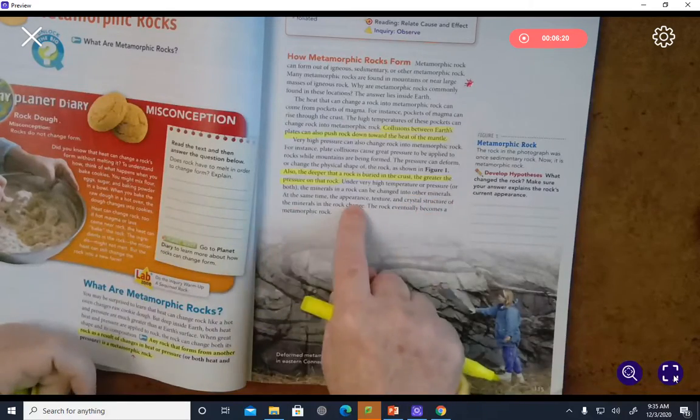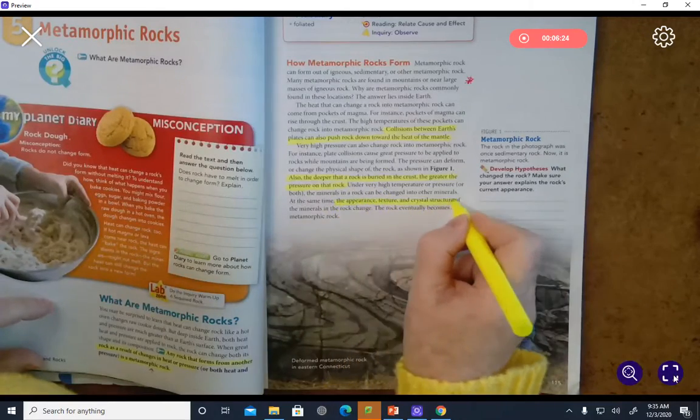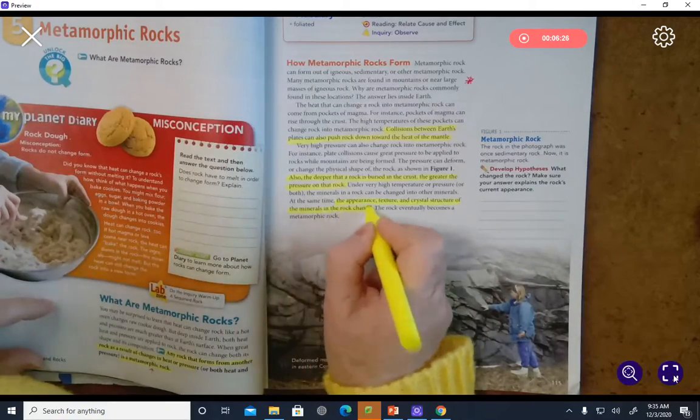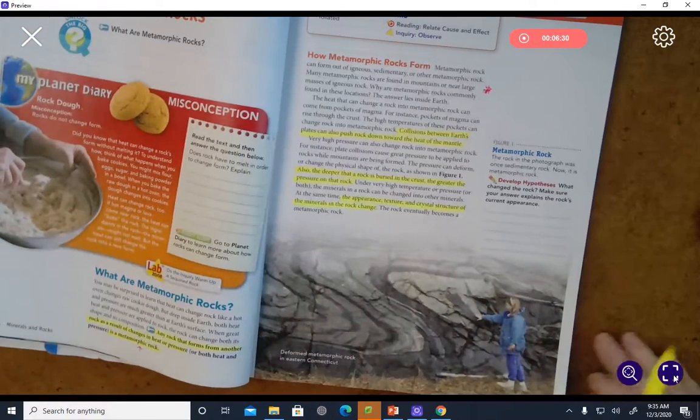At the same time, let's see what changes. The appearance, texture, and crystal structure of the minerals in the rock change. Eventually it becomes a metamorphic rock.